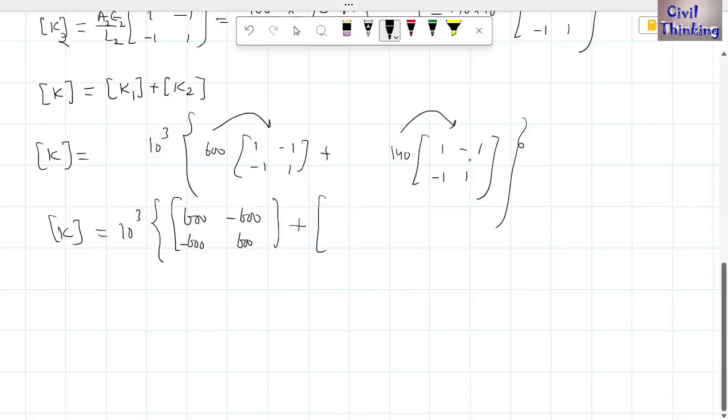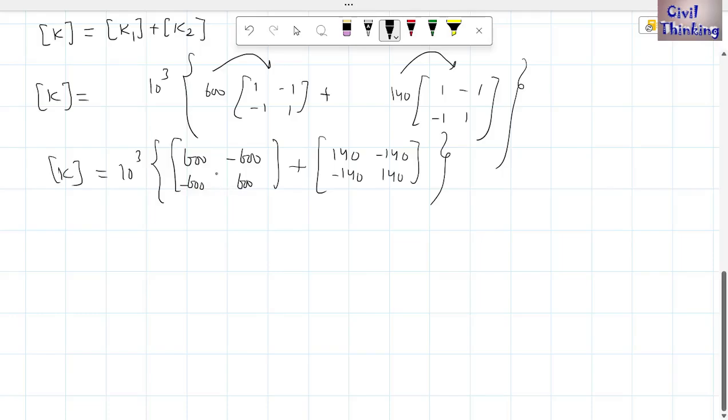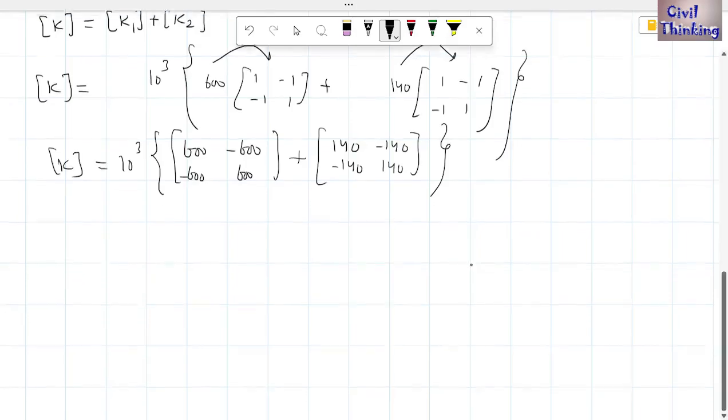Plus, same thing I will do here. It is 140, minus 140, minus 140, and 140. Okay, so now we have the addition of these two matrices. Now remember, I will show you some rule.